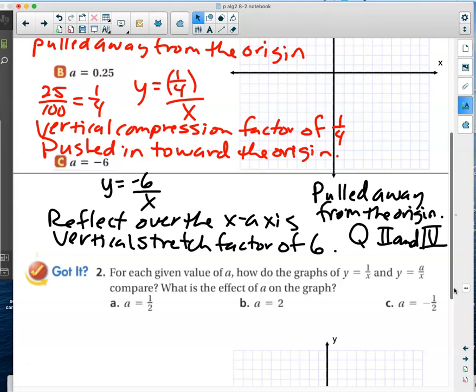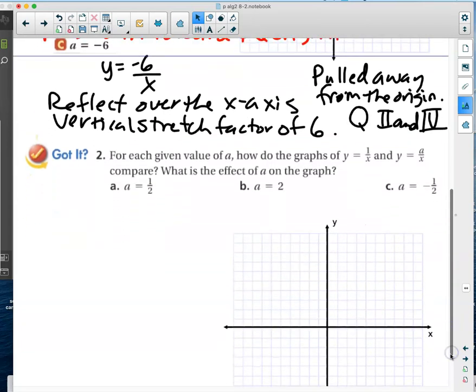Now, here's the part where I didn't exactly know what to do for your video for tomorrow, because when we got here to this next one, I thought, do we even need to write this one down? How are you doing? Feel like you got the vertical stretches, compressions, reflections, and all of that down? Well, then let's just talk through these real quick. What's a 1/2 on the top going to do? Vertical compression, closer or farther away from the origin? A 2 on the top. Stretch, closer or pulled away? Negative 1/2. Vertical compression, negative is going to do what? Quadrants 2 and 4. So, yep, you've got it. We don't need to do that one.